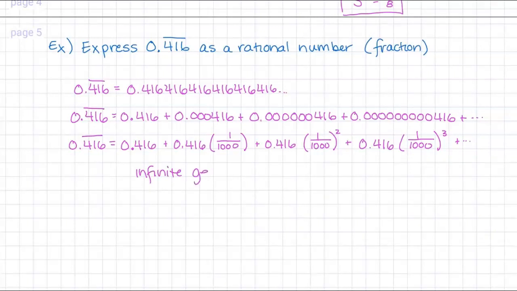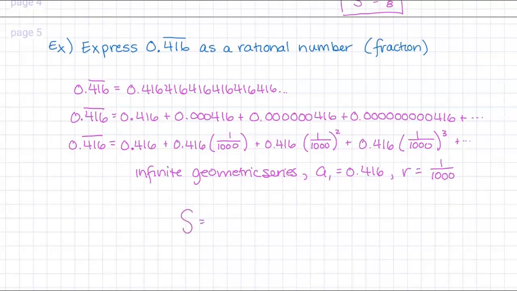Infinite geometric series, where a sub 1 is 0.416 and r is 1/1000th. And the absolute value of r is less than 1, so we can use our formula. So the sum is the first term over 1 minus 1/1000th.